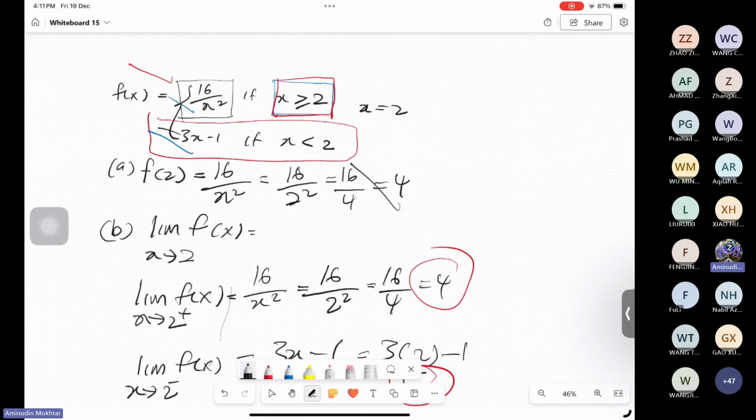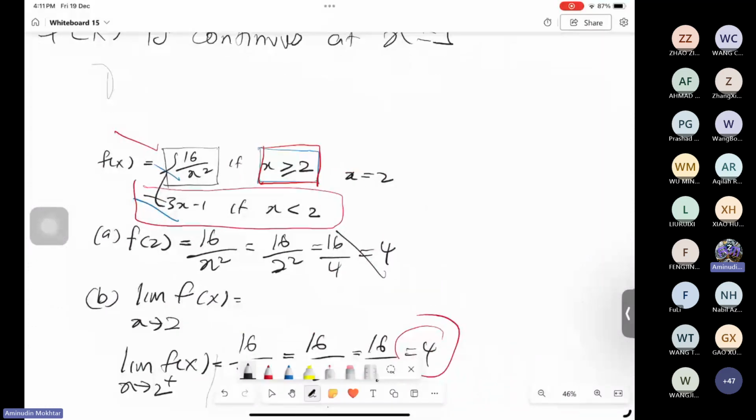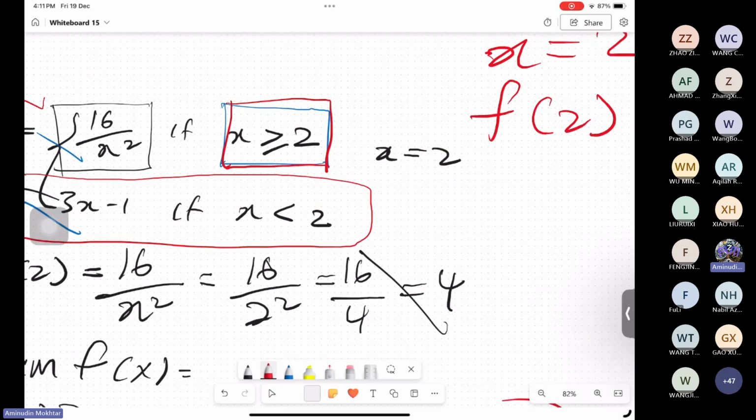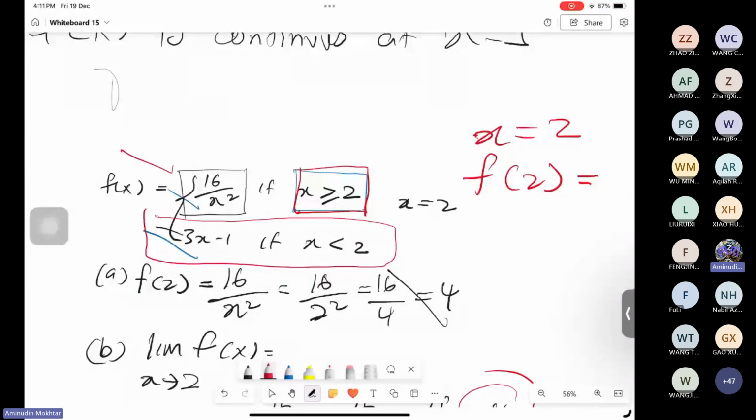Yes. Okay, I explain again. We need to find, when x equals 2, what is f(x)? Since f(x) has two parts here, this function has two forms. The first part is 16 divided by x squared. The second part is 3x minus 1. When we want to find f(2), what is y, what is f(x), we need to choose which one is a valid function.